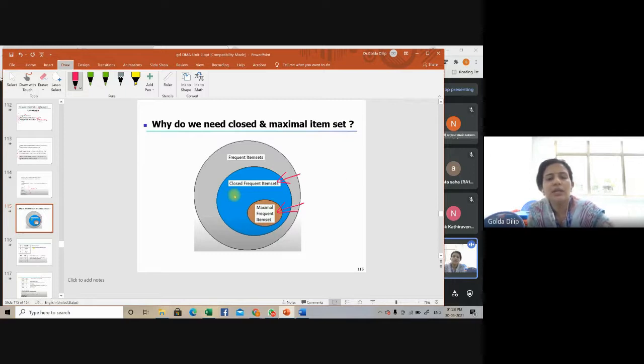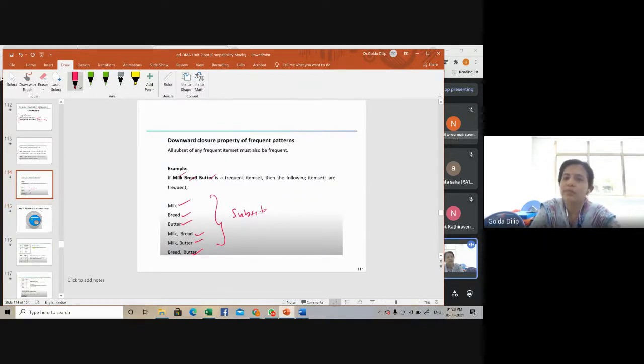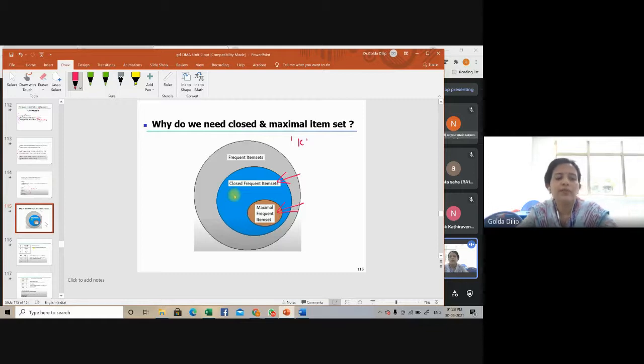There is an interesting relation. For example, if the length of a frequent item set is k, then by your downward closure property, what does your downward closure property tell you? Subsets of any frequent item set will also be frequent. So according to this property, if the length of a frequent item set is k, then by this downward closure property, all of its 2 to the power k minus 1 subsets are also frequent. That's what your downward closure property tells you.